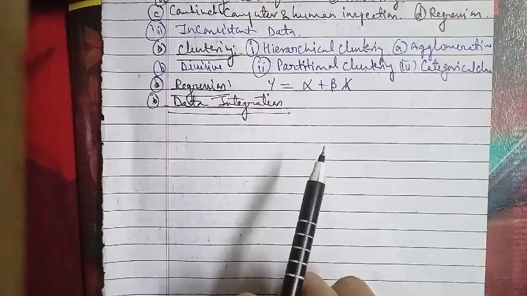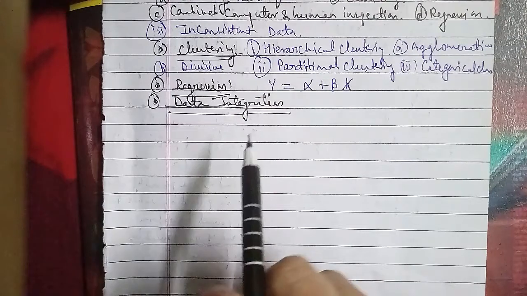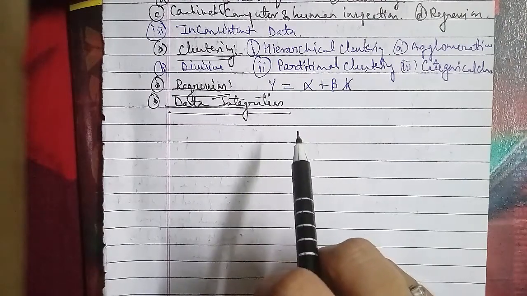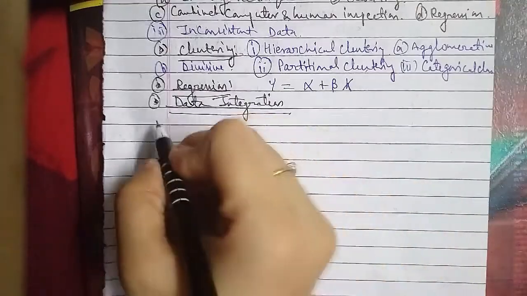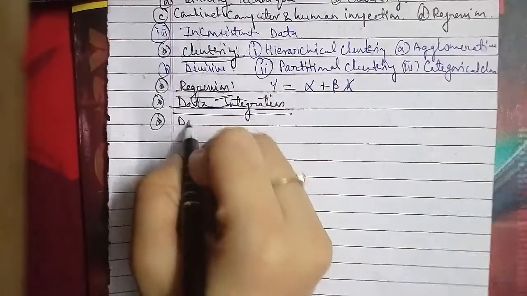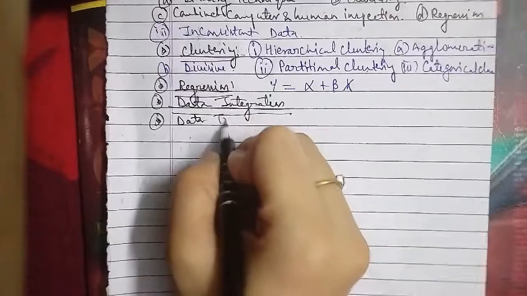The first step is smoothing, which means removal of noise from the data. Aggregation means summary or aggregation operations applied to the data. And generalization works to make low-level primitive data into higher-level concepts using concept hierarchies.